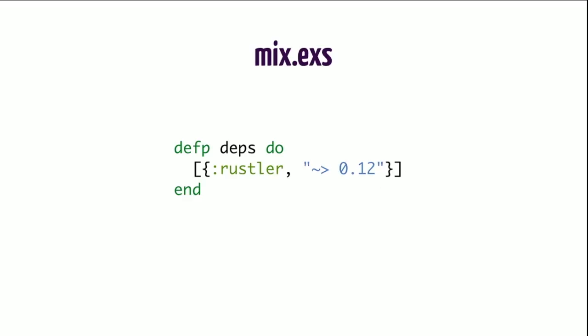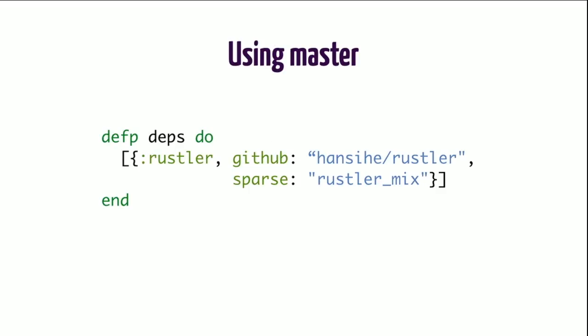To get started, you simply create a new Elixir project with mix new and then your project name. Then you add the Rustler dependency. Right now, the next version that's published will be 0.12, but for now you can use master. You can just pass in GitHub and the username and repository there. Because this project has both the Rust code and the Elixir code in one repo, you can use the sparse option to specify the path to the directory where the Elixir project is.